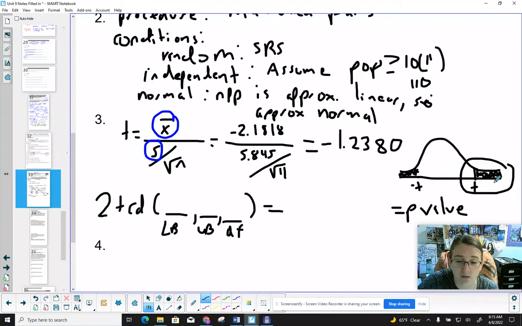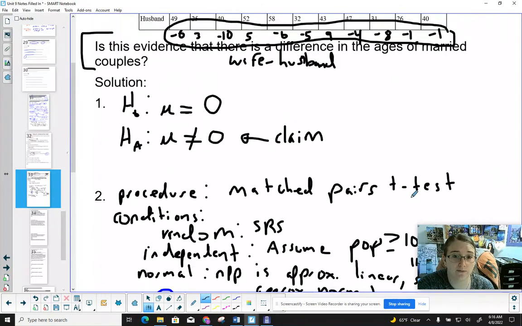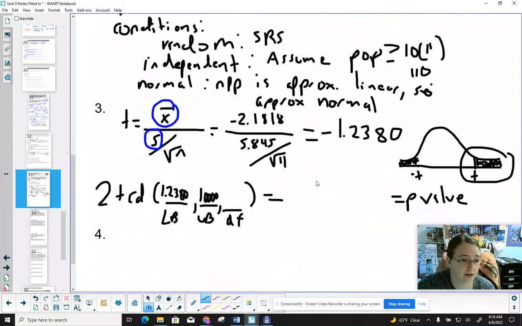Okay, I am choosing to use the positive area. Again, it really does not matter, but that just makes my lower bound immediately my t-score. And I just like to do it that way. So my upper bound is my 1 with a bunch of zeros. You guys know the drill. My degrees of freedom, if my n is 11, is 10.